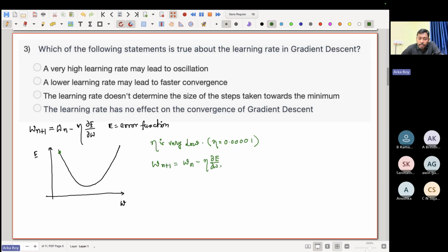Now let's say this gradient value is 100. So even if you multiply 100 with this particular number, you'll see that the decimal place will shift over here. If I just do it like this, it would be more clear to understand. 0.00001 multiplied with 100.